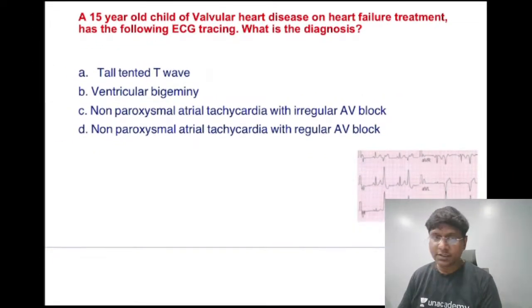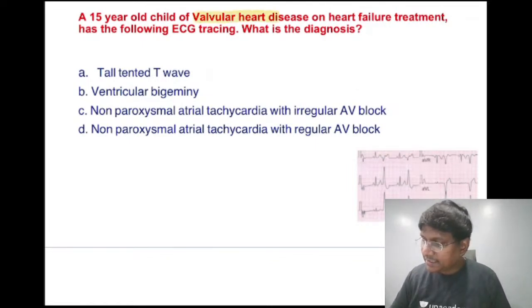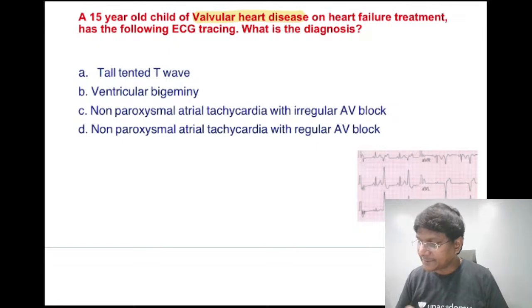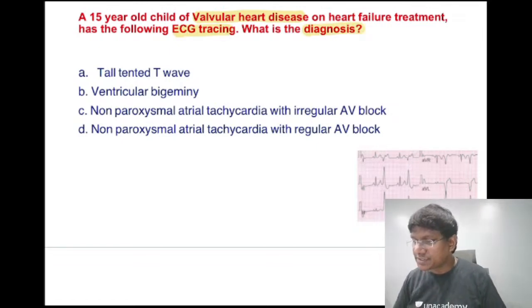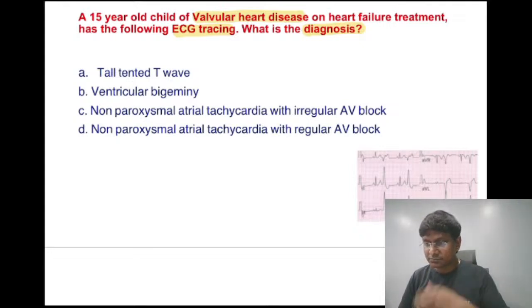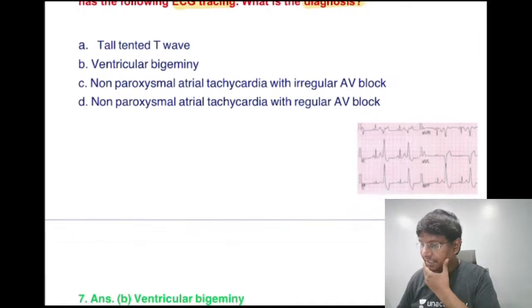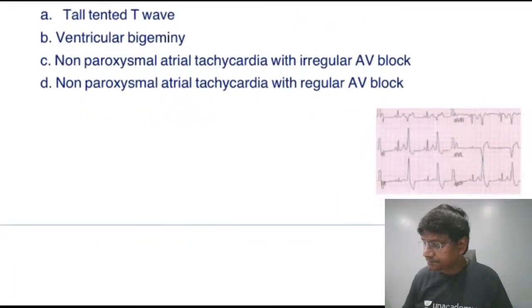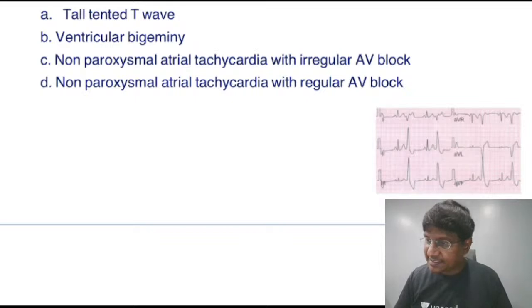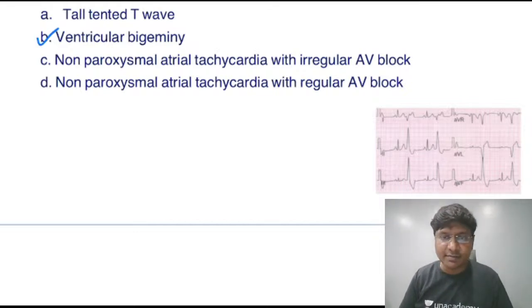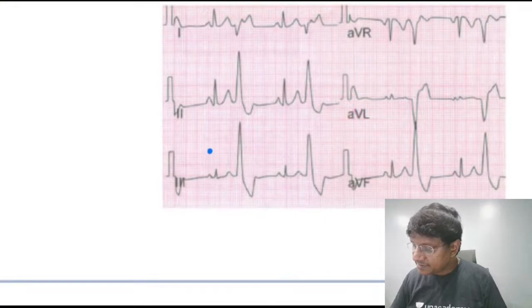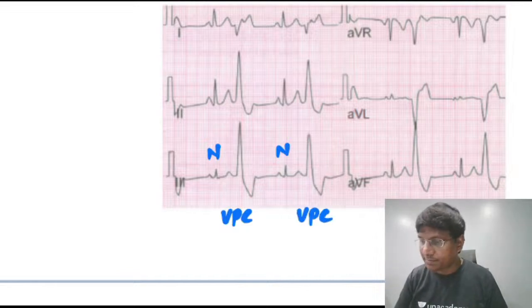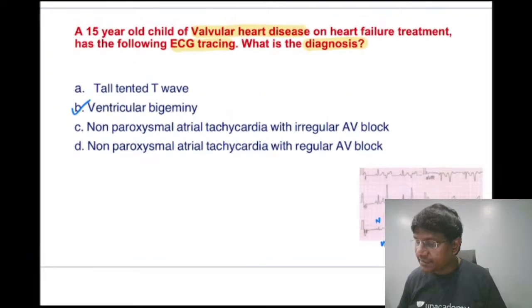A 15-year-old child with valvular heart disease on heart failure treatment has the following ECG tracing. What is the diagnosis in this scenario? Basically, the question is: what is the diagnosis of the ECG which has been given to you? This ECG is very much suggestive of ventricular bigeminy. You can see very clearly here, this is the normal complex, this is the ventricular premature complex, this is the normal complex, this is the ventricular premature complex. So this is classically suggestive of ventricular bigeminy.